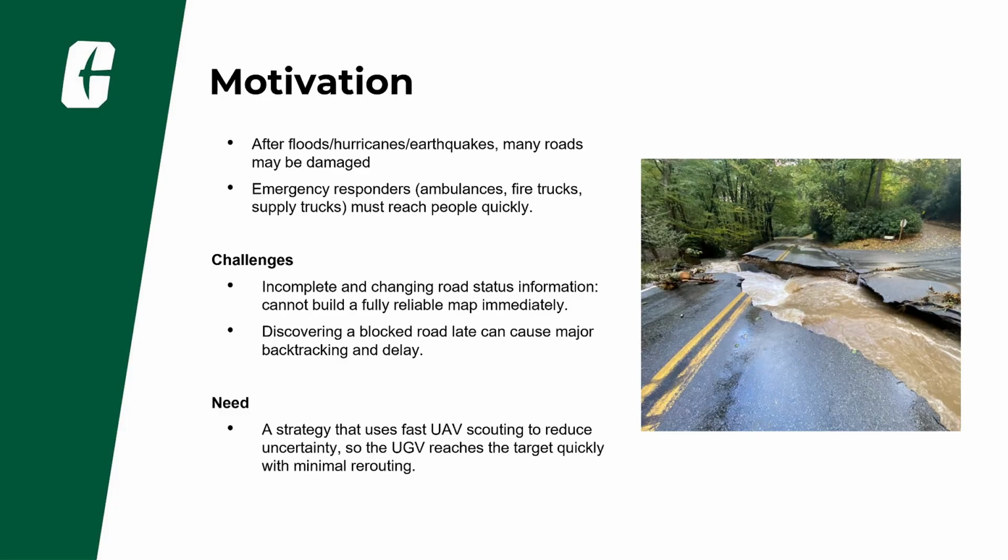This problem is motivated by disaster response scenarios after floods, hurricanes, or earthquakes. In this situation, emergency vehicles such as ambulances or fire trucks need to reach people quickly, despite many roads being damaged. However, a reliable map of road conditions may not be available immediately. If a ground vehicle discovers a blocked road too late, it may need to turn back and lose significant time. Our goal is to use fast UAV scouting to reduce this uncertainty.